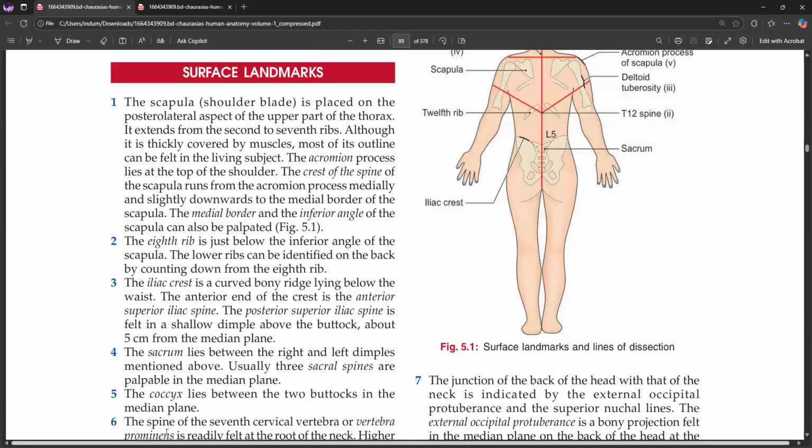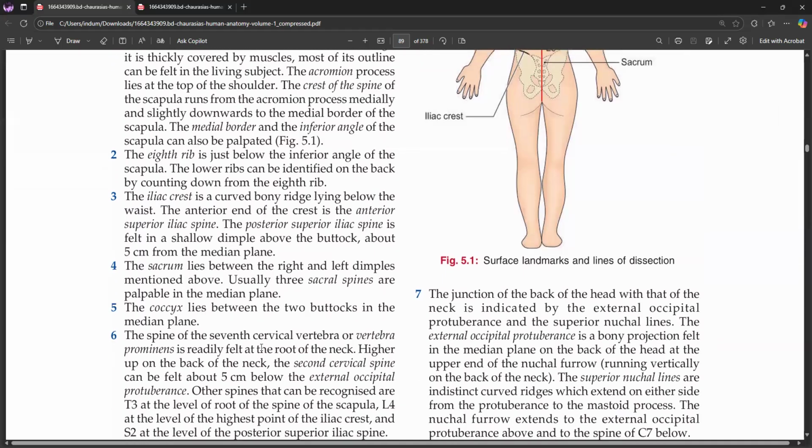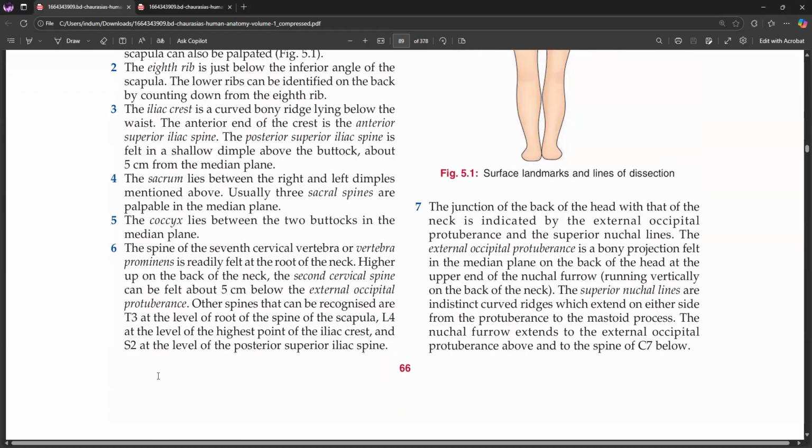Number 3. The iliac crest is a curved, bony ridge lying below the waist. The anterior end of the crest is the anterior superior iliac spine. The posterior superior iliac spine is felt in a shallow dimple above the buttock, about 5 cm from the median plane. Number 4. The sacrum lies between the right and left dimples mentioned above. Usually, 3 sacral spines are palpable in the median plane. Number 5. The coccyx lies between the two buttocks in the median plane.